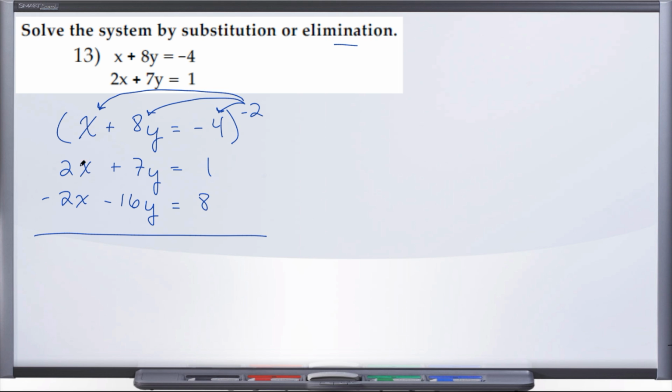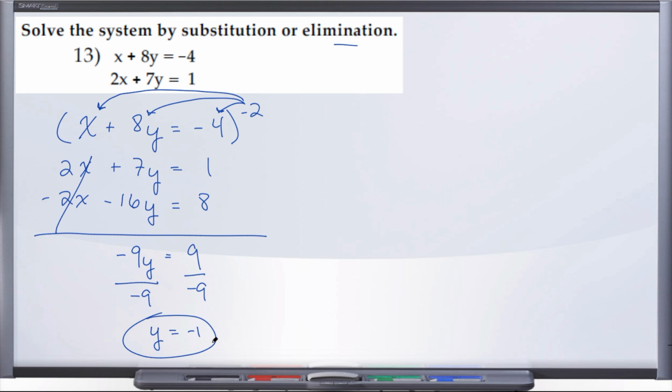Now we can see that the x's have the same coefficient in front, except one is negative, one is positive. And when we add these together, positive 2x minus 2x, well, that just goes away. So we've now eliminated the x's. And let's see what happens with our y's. Well, positive 7y minus 16y is going to give us negative 9y. And that equals 1 plus 8, which gives us 9. And solving for y, we'll divide by 9 on both sides. And that leaves us with y equals negative 1.